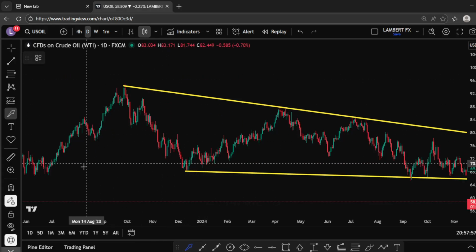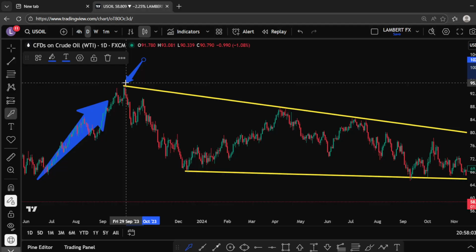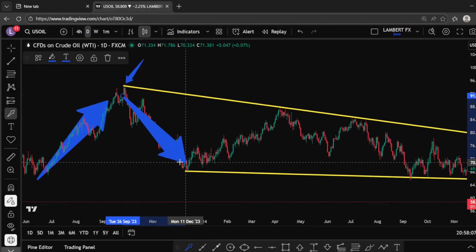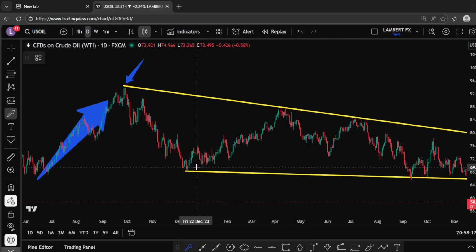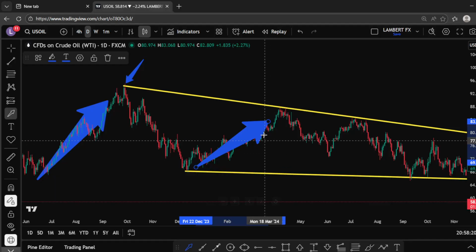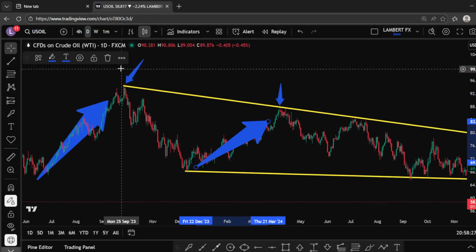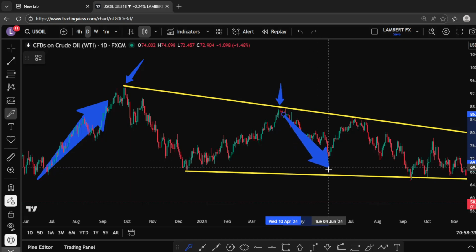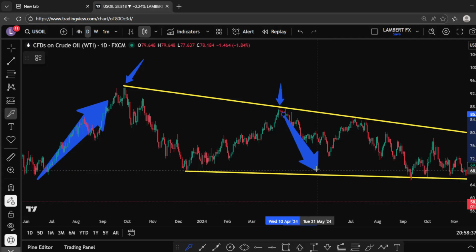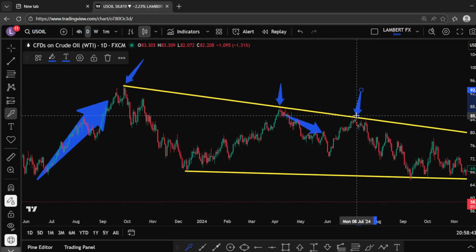So when the market came up, we had the first rejection there. Then we pushed down and we had the rejection at the low, at the bottom. So we had this first one and this second one. Then we pushed up and rejected a second time right here on the top trend line. And then we bounced down. We didn't quite get to the second touch of the bottom trend line, but then we pushed up and had a third rejection at the top trend line.